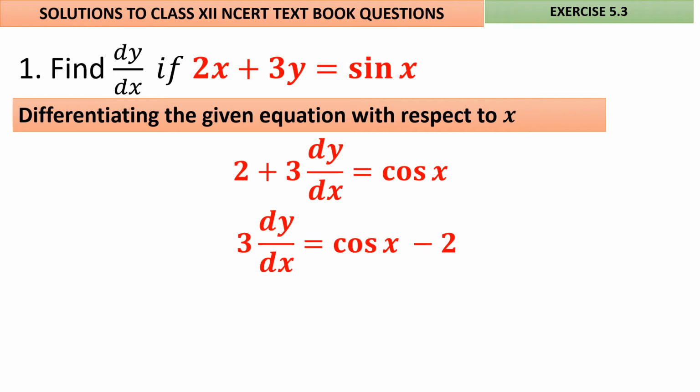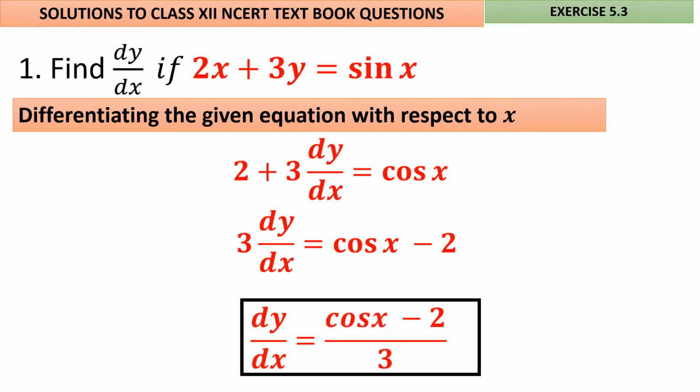Keep only 3 into dy by dx on the left hand side. The right hand side will become cos x minus 2. Therefore, dy by dx is cos x minus 2 upon 3. And in this problem, I think it cannot be called an implicit function. It is an explicit one because y can be directly written as sin x minus 2x upon 3.